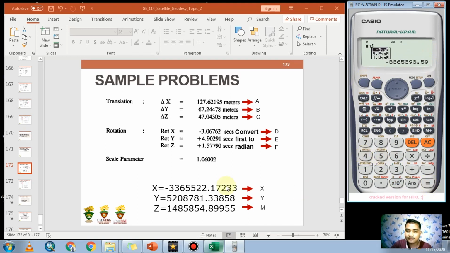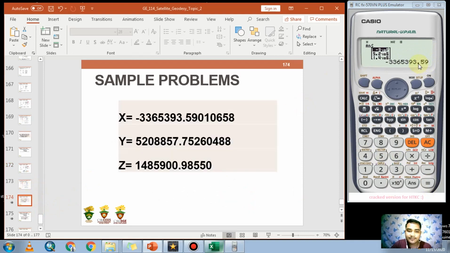Now, check na to kung sakto ba. Ito ang answer. Alright, so muna siya. Negative 3365393.59. Sakto. So, next sa Y, 520-8857.753. Then last is sa Z, 1485900.985. Therefore, sakto ato ang sample. Sakto tong pag-solve sa sample problem number 2.